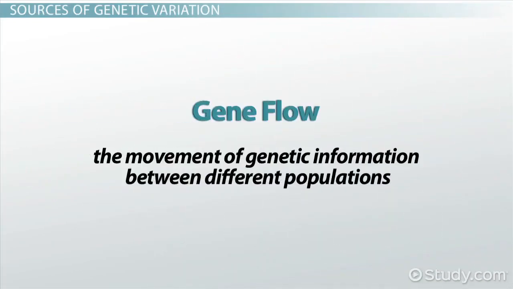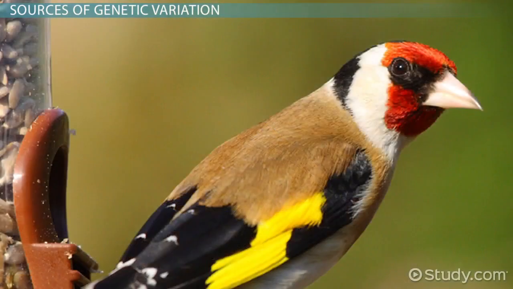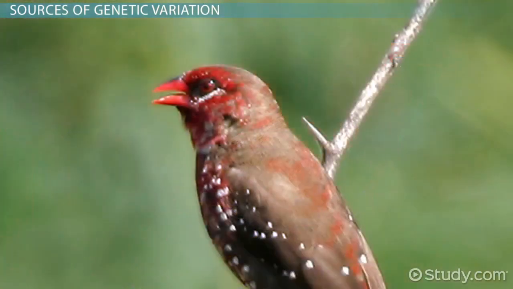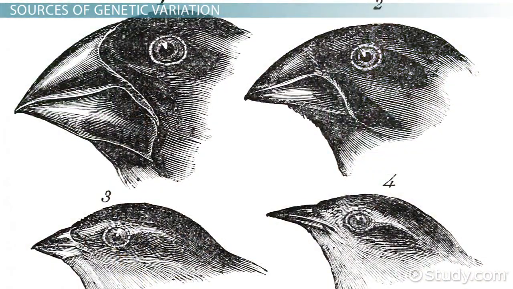Gene flow is the movement of genetic information between different populations. This method increases genetic variation because introducing new alleles into a population increases the amount of diversity. The more alleles available in a population, the more variation that can occur.